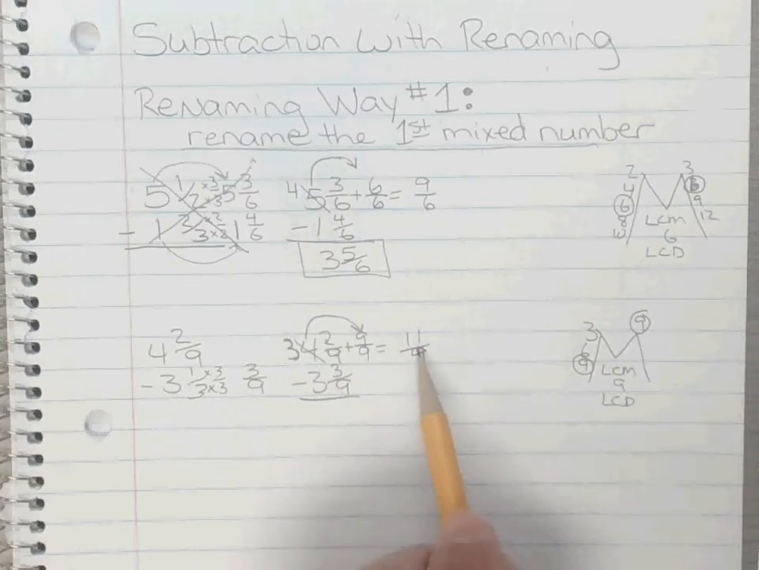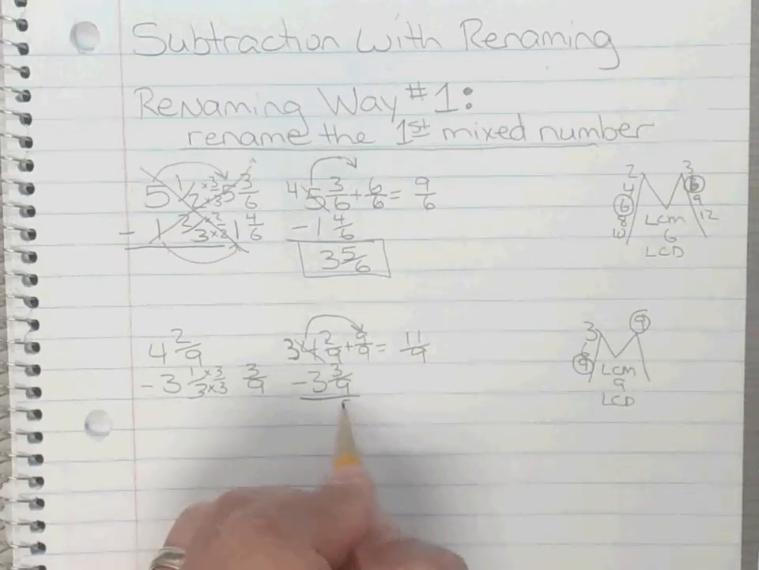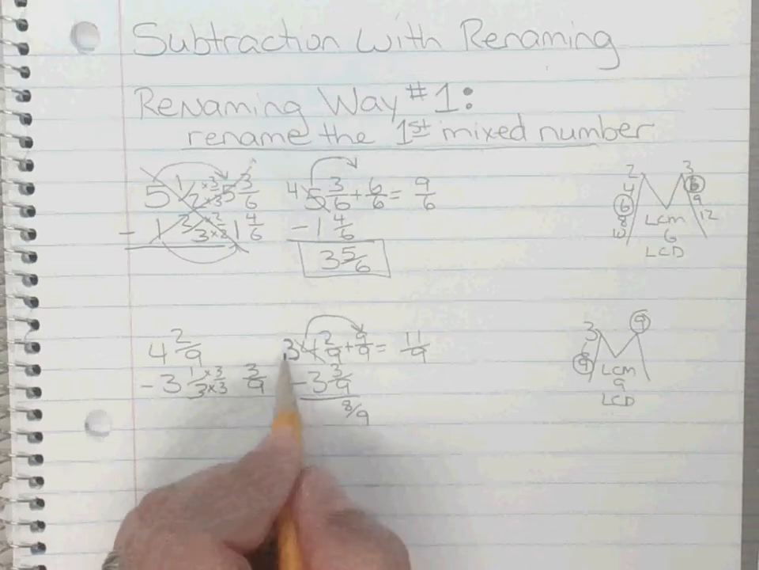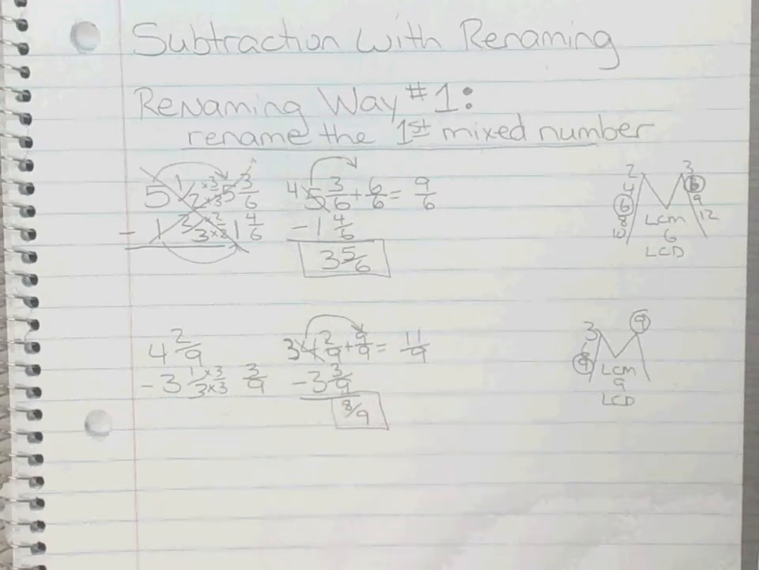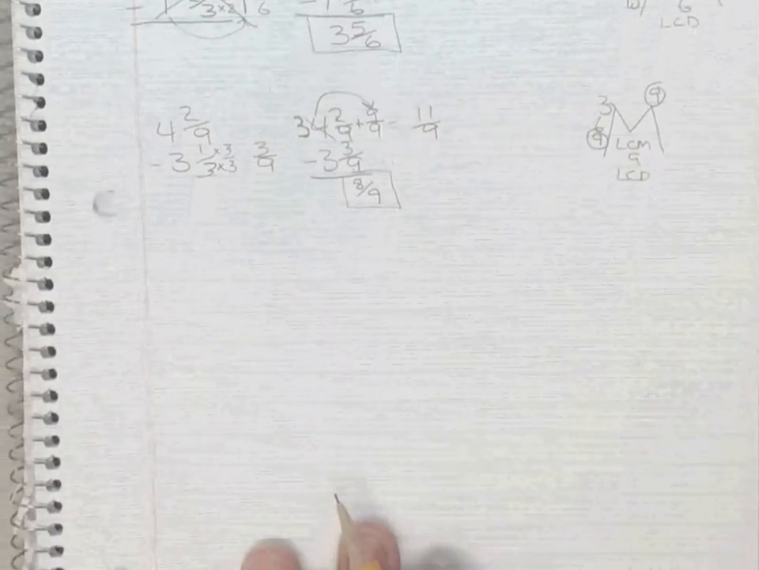Okay? And 11 minus 3 is 8. And it gives me 8/9. And then I can do 3 minus 3, which is 0, and I can just leave it like this, 8/9. Okay? So that's renaming way number 1.